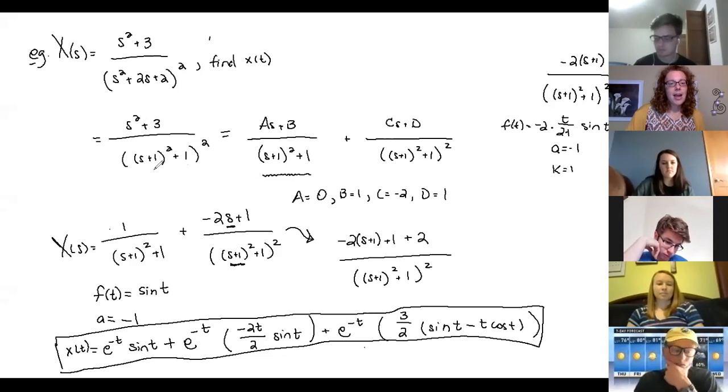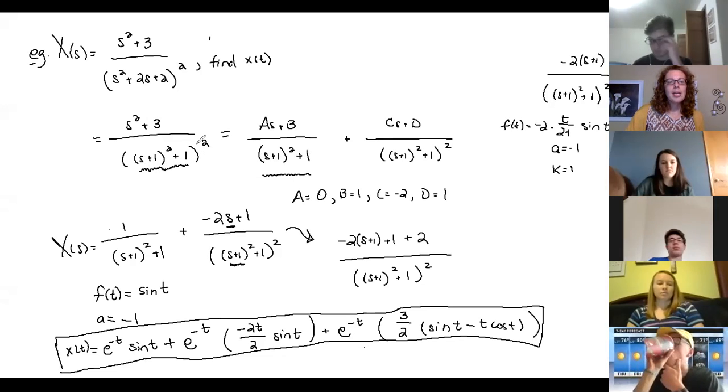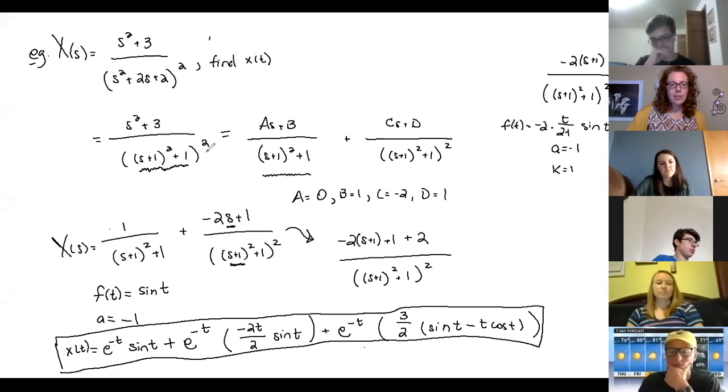You have a repeated factor. The basic factor we're working with is S plus 1 squared plus 1, but it's being squared. So you have to remember how partial fractions work when you have a repeated factor. Since that factor is being squared, it's called a repeated factor. The way you do partial fractions with a repeated factor is the factor and then the factor squared.